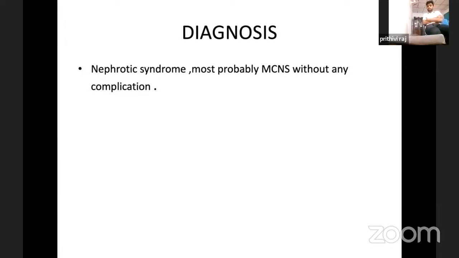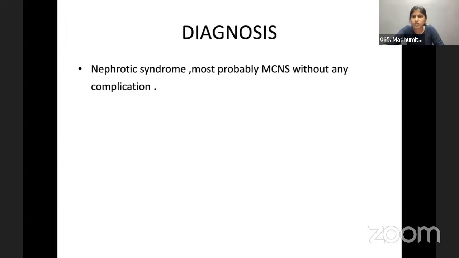Prednisolone, oral or IV? Oral, exactly. Oral prednisolone. There is no role of any IV medication. The drug of choice is oral prednisolone. So what is the dose for the first episode of nephrotic syndrome? What is the dose of prednisolone?